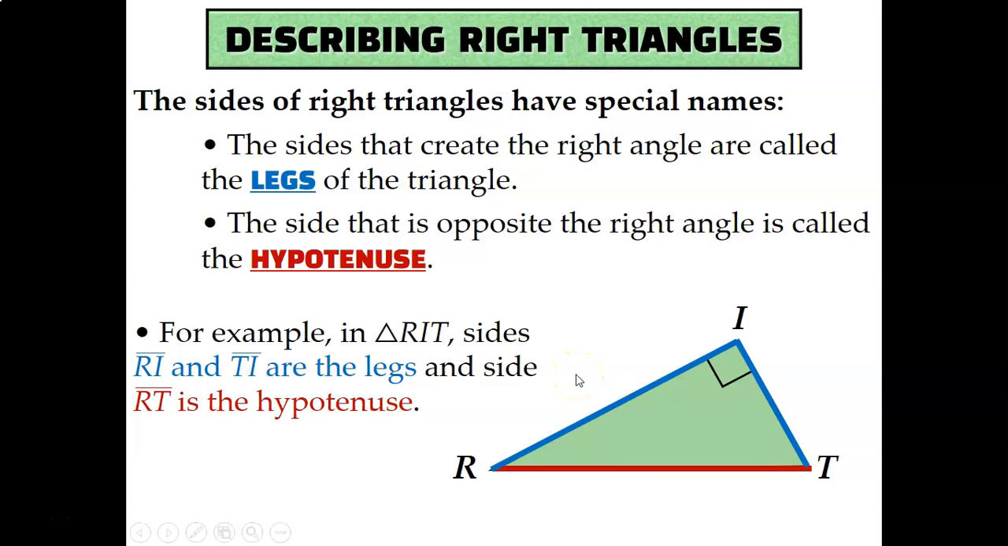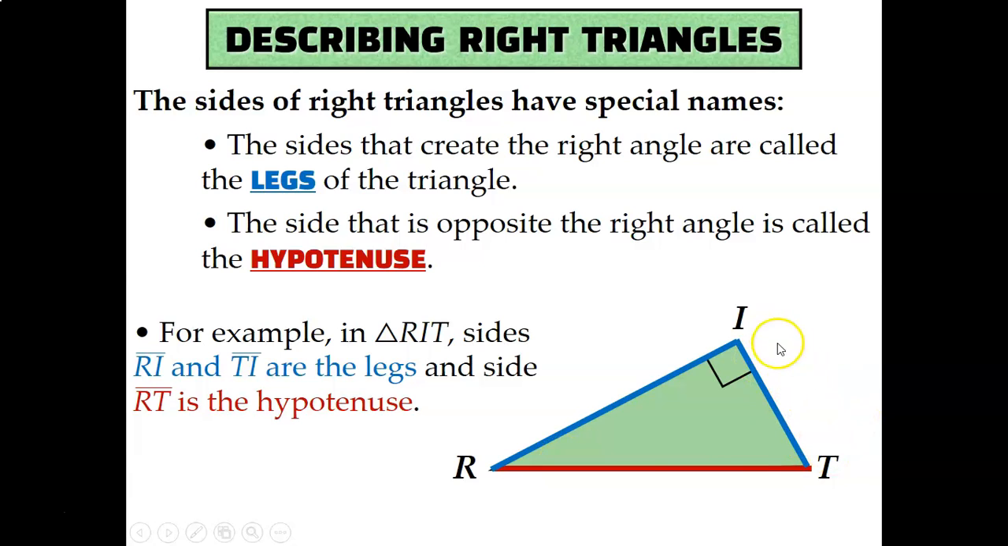Now, unlike what we said on the previous slide about adjacent and opposite sides being relative to whichever vertex you're talking about, with right triangles, you only call the side across from the right angle the hypotenuse, and only the sides that create the right angle are called legs. You would never, for example, call side IT the hypotenuse, even if you're talking about angle R. Angle R is not the right angle. It doesn't matter which angle you're looking at, I is always the right angle.